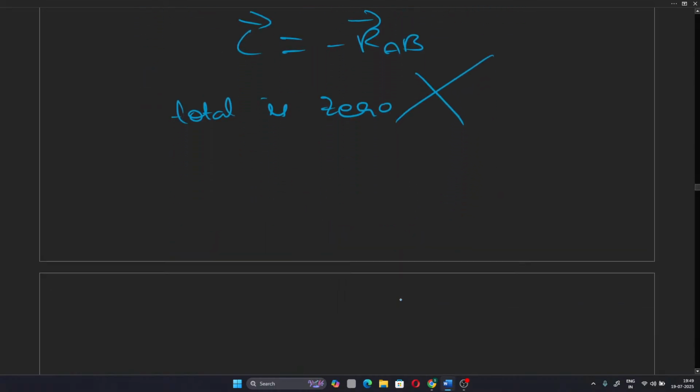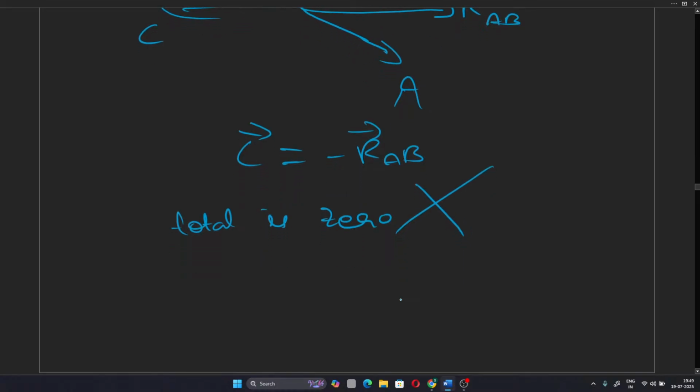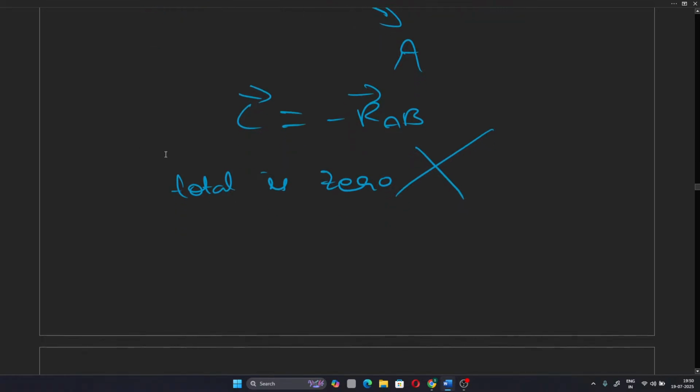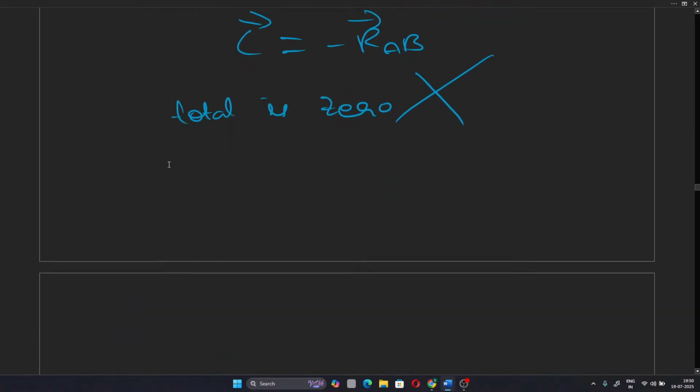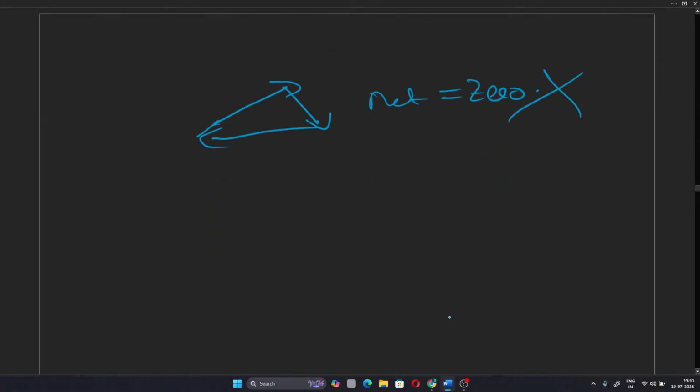Second is, they should lie in the same plane. If they lie in the same plane, there will be a 0 vector. It should be possible to represent them by three sides of a triangle taken in order. If it is like this, then the net is equal to 0. So this is also not the correct answer. And one more option, they should act along the sides of a parallelogram. If they act along the sides of a parallelogram, the resultant may or may not be 0. So it's option 3.